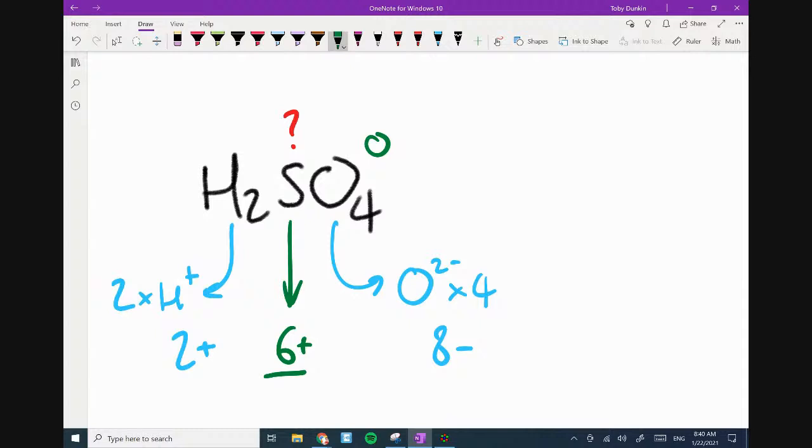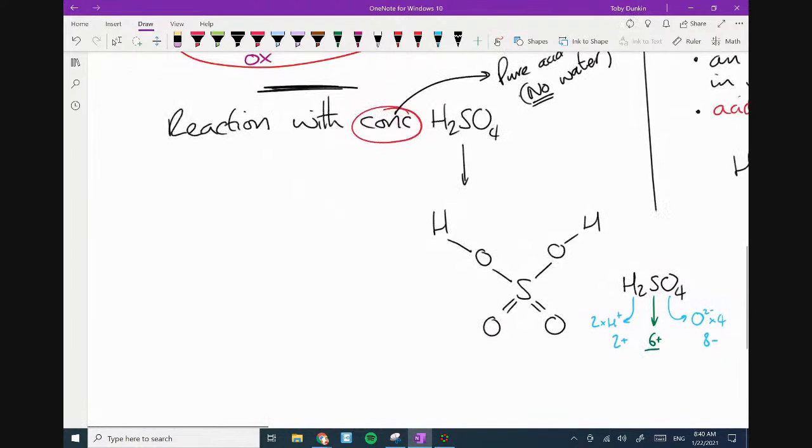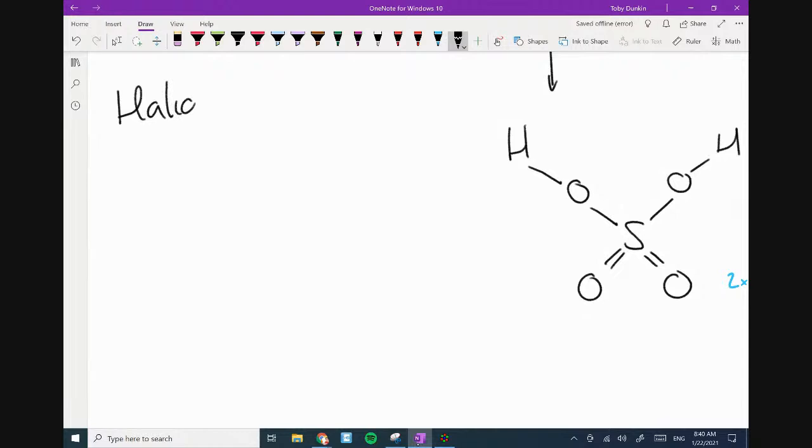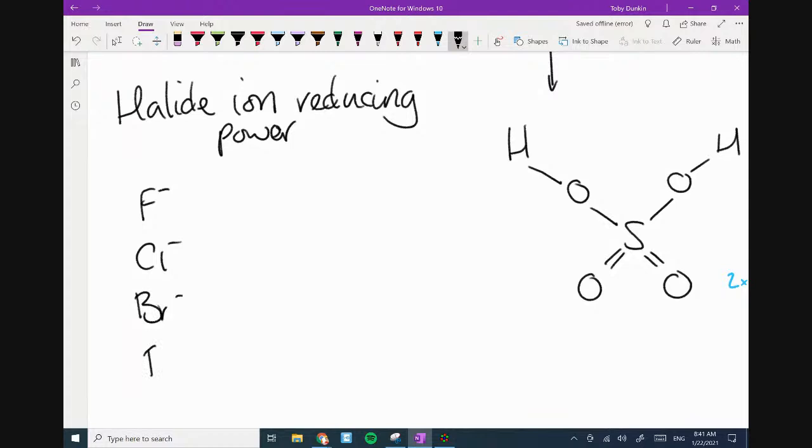Agreed? So since sulfur is in a plus six in sulfuric acid, what we realize we can now do is introduce the halide ions. So let's now list the halides. Halide ion, reducing power. Let's list the halide ions: F minus, Cl minus, Br minus, and I minus.